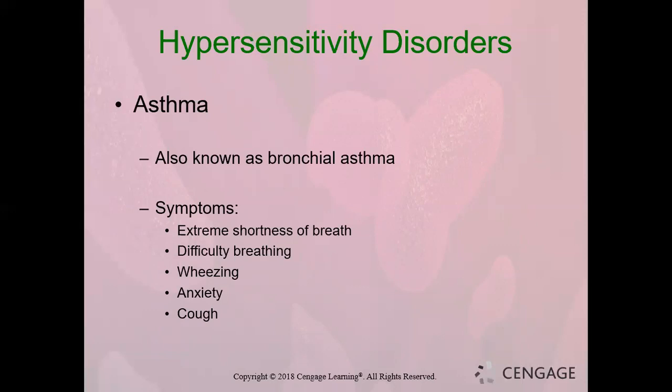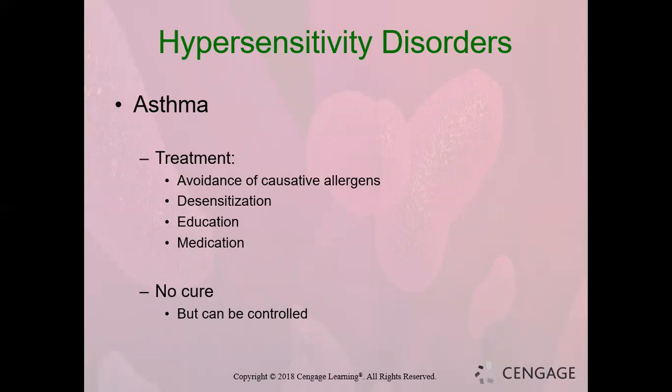All right, asthma. This is most commonly known as bronchial asthma. It happens in the bronchi of the lungs. Symptoms are going to be extreme shortness of breath, difficulty breathing, wheezing, anxiety, cough. This is very scary for people. We want them to avoid the causative allergens. Again, desensitization to whatever's causing their allergy, education, and medication. There is no cure for asthma. It can be controlled, but there is no cure.